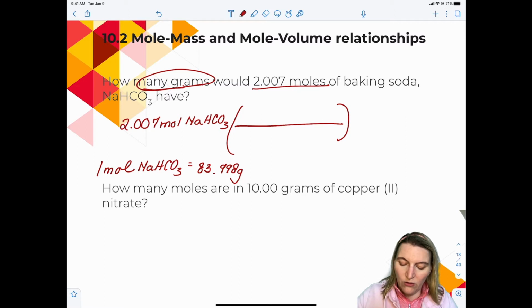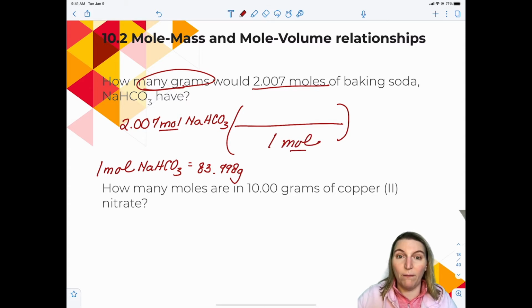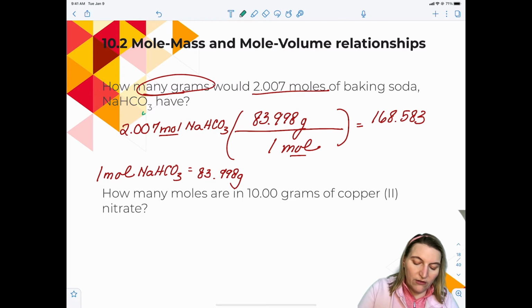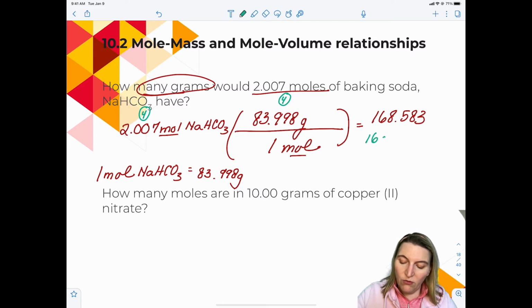It comes out to be 83.998 grams. So moles, I know moles is going to have to be my unit on the bottom because those two need to match so that they can cancel out. On the top, 83.998 grams. Right? I put this problem into my calculator. The answer that I get is 168.583. Now look for significant figures. That number has 4. Any number off the periodic table has 4. So I should round this to 168.6. I'm going to round it up. The units of moles cancel, so this would be grams of sodium hydrogen carbonate or baking soda.